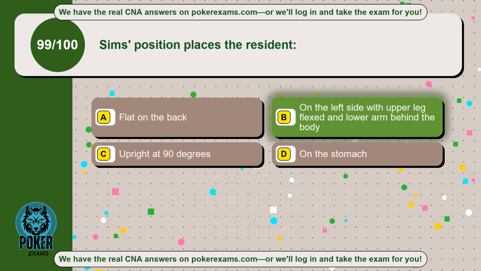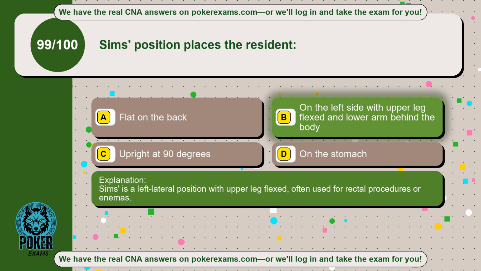The correct answer is option B. On the left side with upper leg flexed and lower arm behind the body. Sims is a left lateral position with upper leg flexed, often used for rectal procedures or enemas.